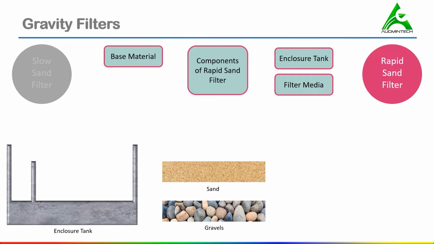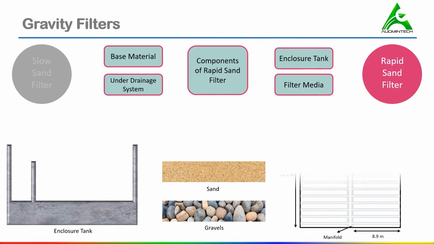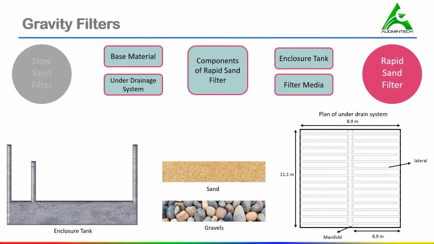And now the next component we have is the under drainage system. Here we have the plan of under drainage system. In the case of a rapid sand filter, the under drainage system serves two purposes. Firstly, it collects the filtered water uniformly over the area of the gravel bed. Secondly, it provides uniform distribution of backwash water without disturbing or upsetting the gravel bed and filter media.